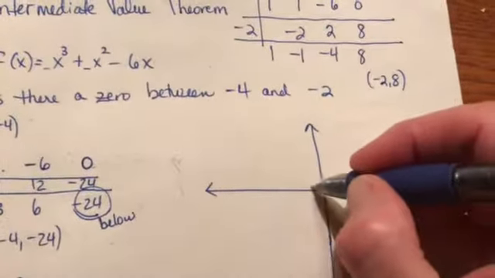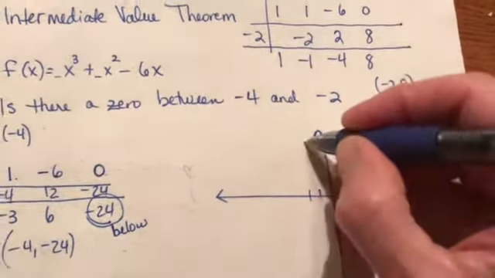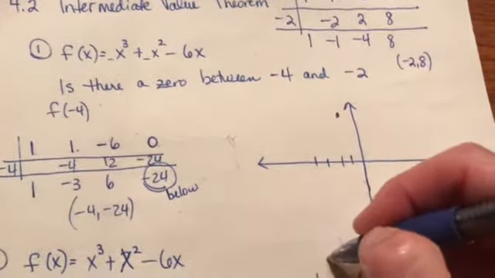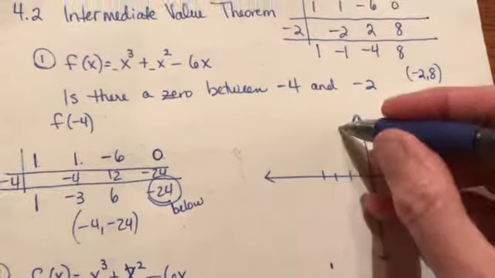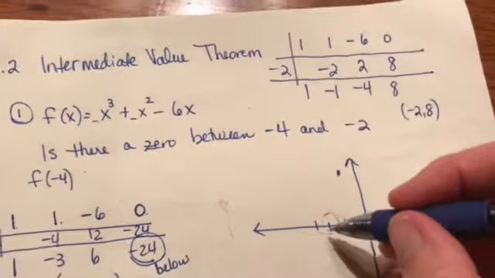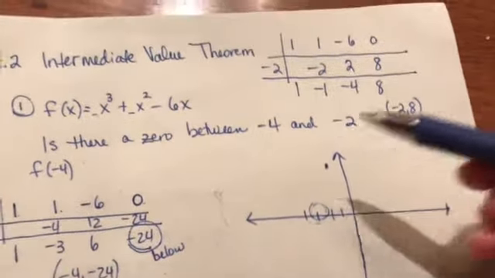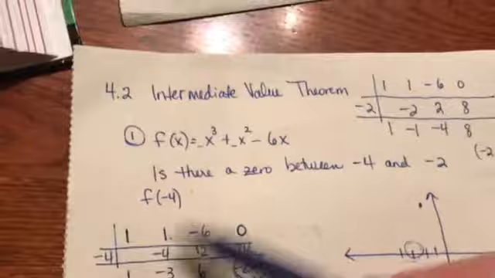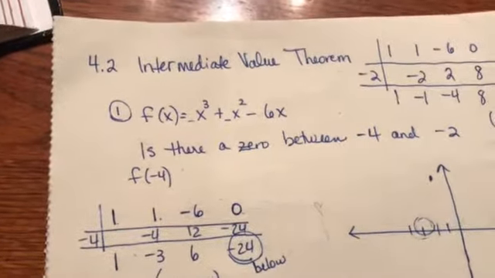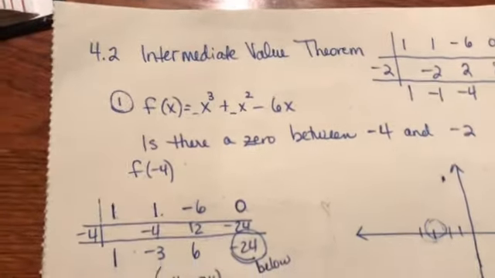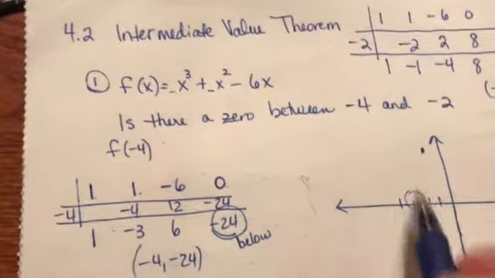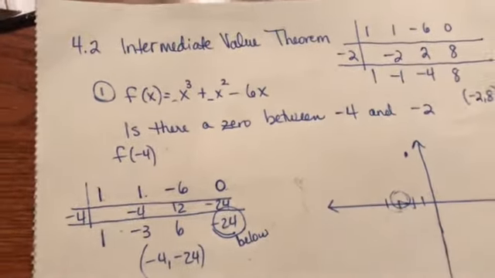So -2, 8 is somewhere up here. And I've got -4, -24 way down here. But you can see between here and here, it's going to have to cross somewhere in here. So I know there has to be an x-intercept or a 0 somewhere between -4 and -2. Now, it doesn't have to be at -3. It could be at -3.25. It could be at -2.9. Okay, I don't know that for sure, but I know there has to be one in between there.